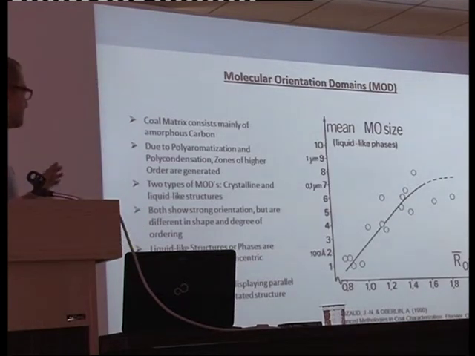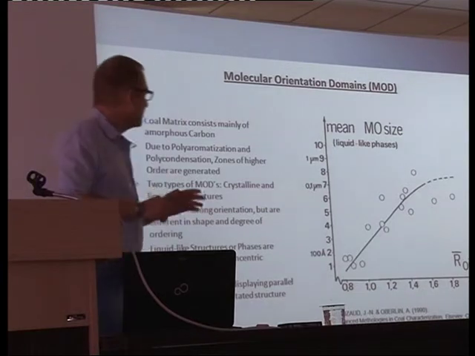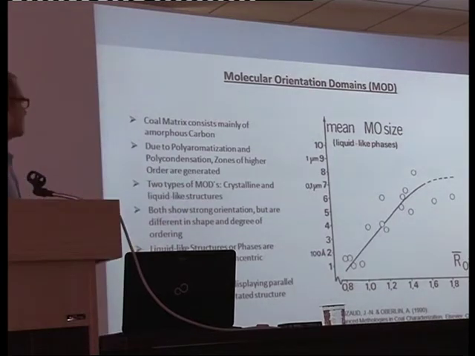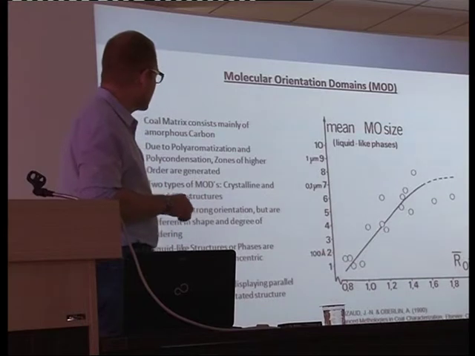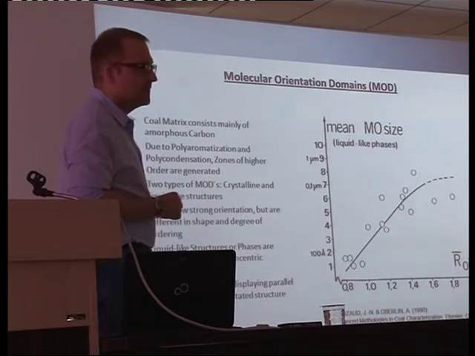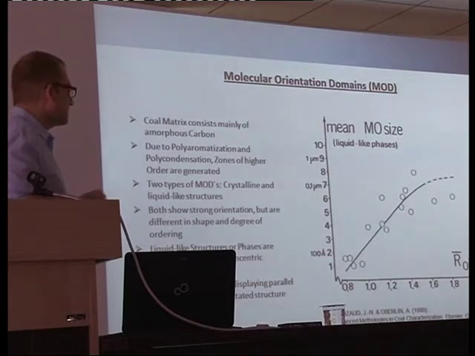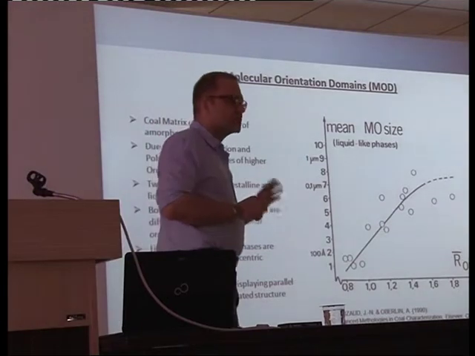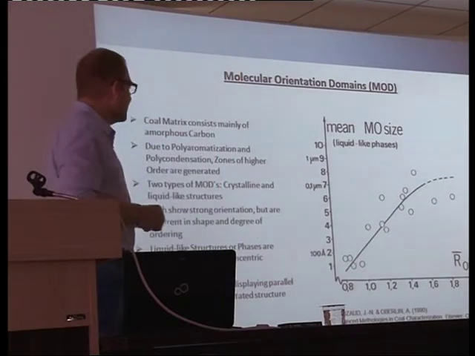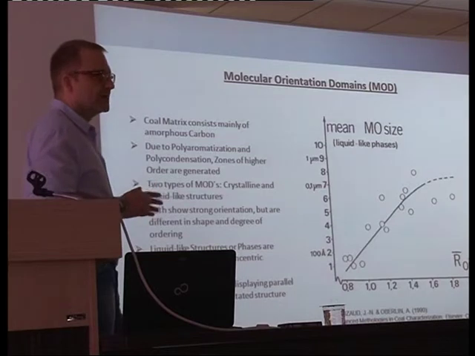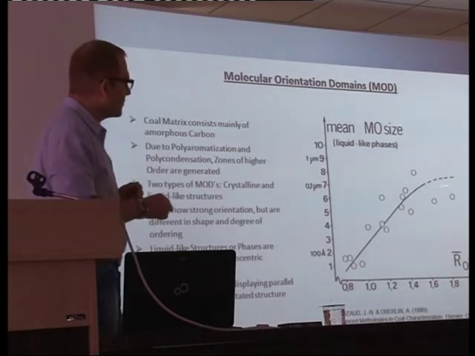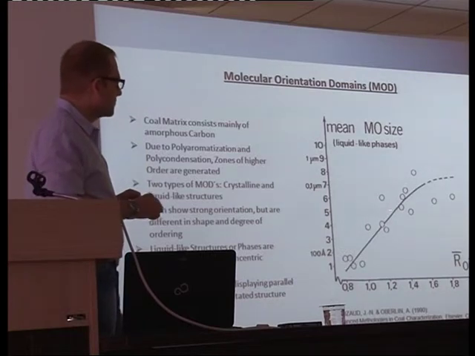Okay, another principle is that you have molecular orientation domains. This here is a diagram from Rousseau from 1990. He developed it also with TEM, and I've put it in here, although it is not really true, because I also had contact with Rousseau, and he said you wouldn't do it like this anymore. You have these molecular orientation domains, but they're not really growing with increasing rank. So there is a small growth, but this year, it's definitely not true anymore.